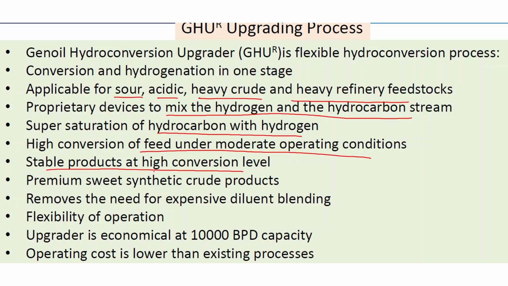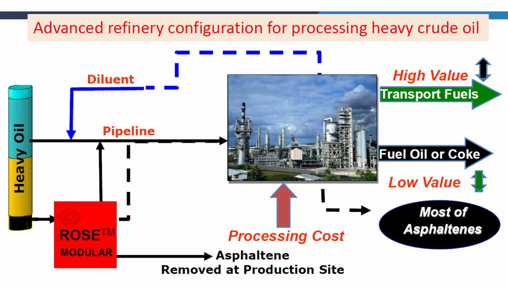It gives a stable product at a higher conversion level. A premium sweet synthetic crude product is obtained. It also removes the need for expensive diluent blending. Basically, it reduces the viscosity, therefore the need for diluent is eliminated. Flexibility of operation is there. An upgrader is economical at 10,000 barrels per day capacity. Operating cost is lower than the existing cost.